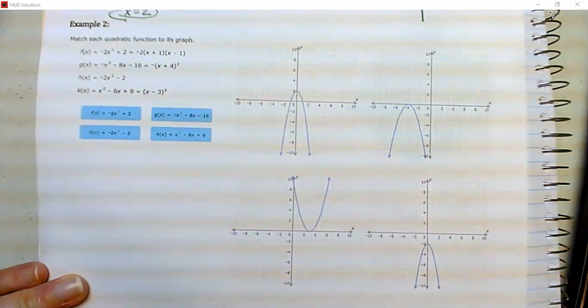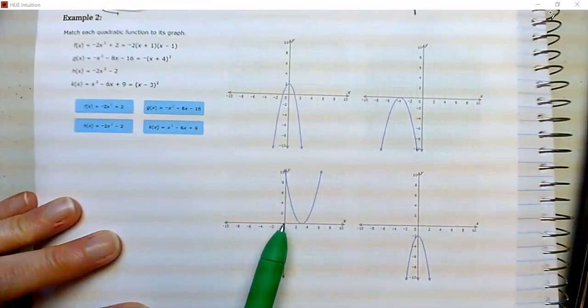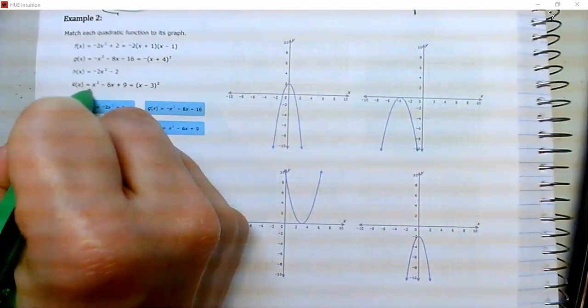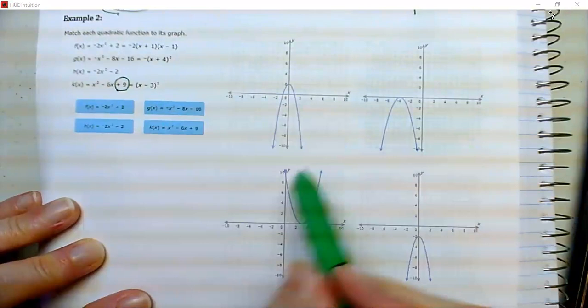So right there, process of elimination, I know for a fact that k of x is going to be this one that opens up, okay? It's going to be that one. And in fact, look at the standard form of the function, right? Look at your y-intercept, positive 9. The only one in here that has a y-intercept of positive 9 is the one that opens up right there.